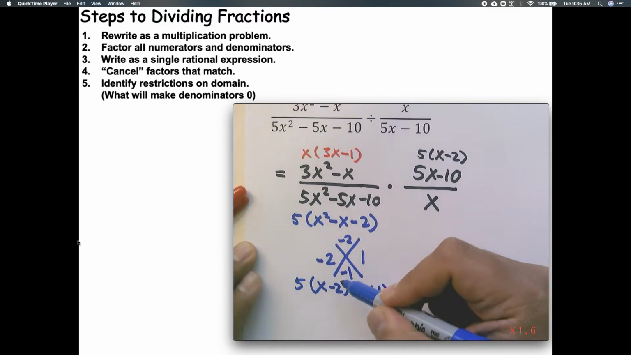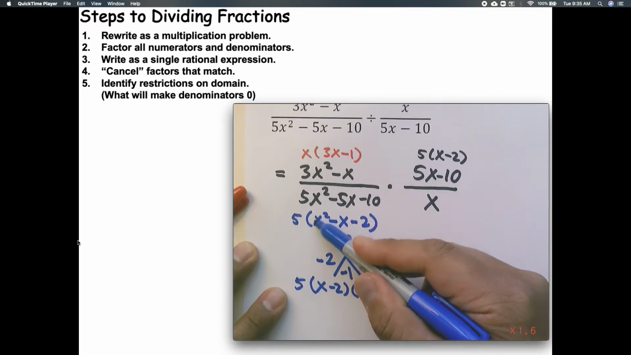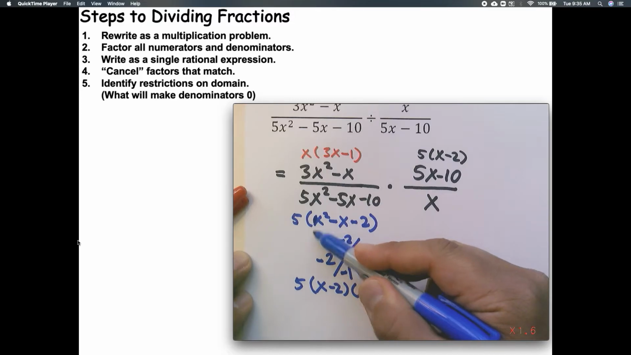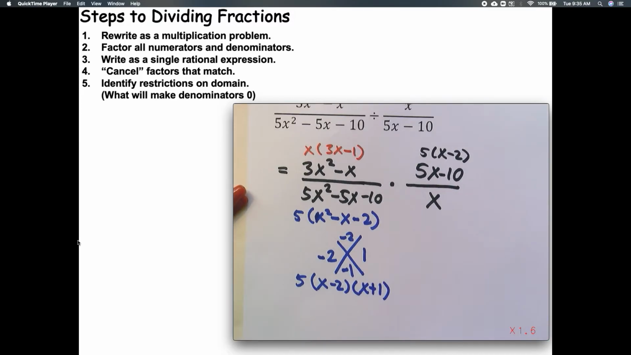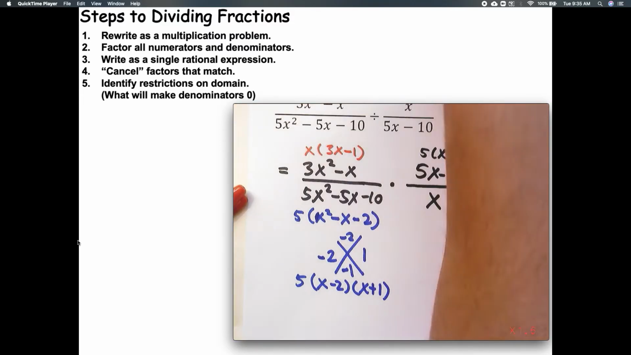I was able to use a shortcut because the a value, this 5 is not the a value. The a value is in front of the x squared, and it is a 1. So I can just skip right to that. All right, so let me make this next part in green.